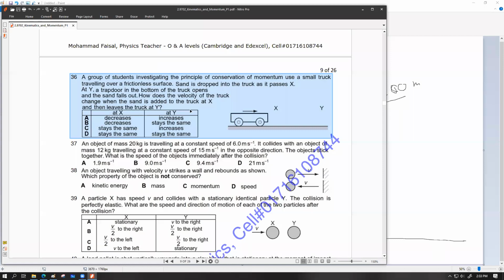Because the idea is that the incoming trolley has some momentum, so it has some mv. If you add some sand at position x, those sand particles did not have any velocity to start with. The moment they hit the trolley surface or the body of the trolley, they will be pushed by the trolley's existing momentum, and they will be given some momentum to move along with the trolley.